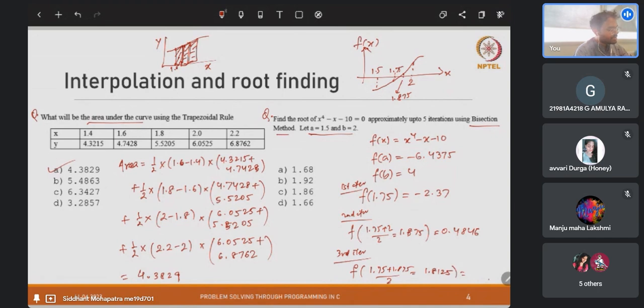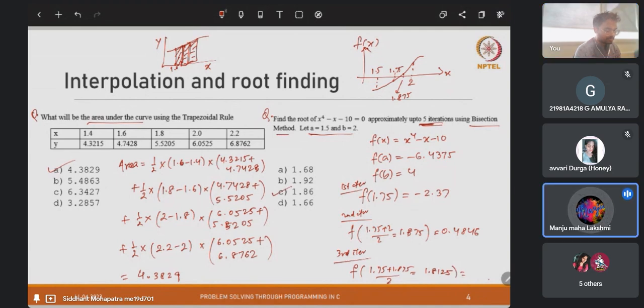You have to do this for 5 iterations, as told in the question. If you do it till 5 iterations, you will reach a value which is around 1.86. I have done it till the 2nd iteration. If you continue like this for 5 iterations, you will get a value very close to 1.86. I'll do the 3rd iteration only, and the rest I'll leave to you.